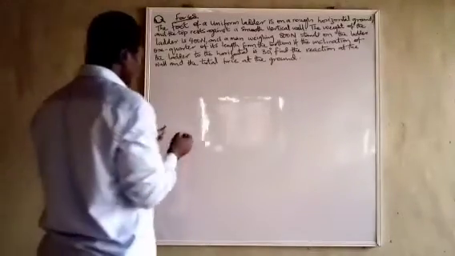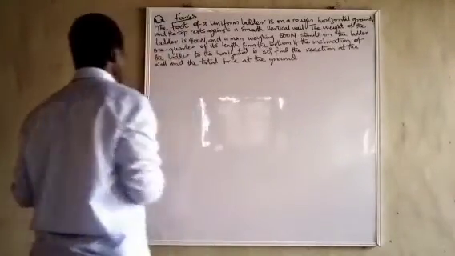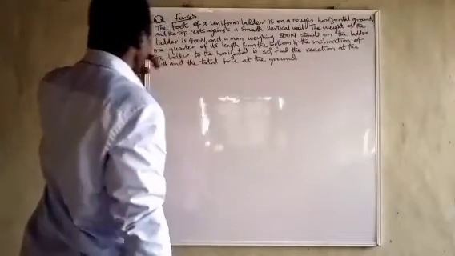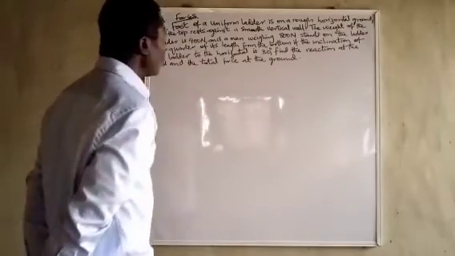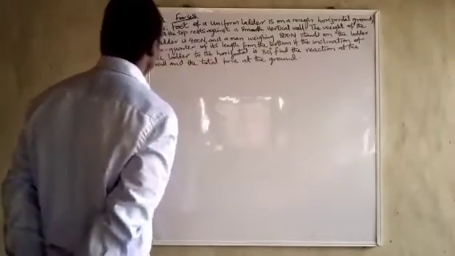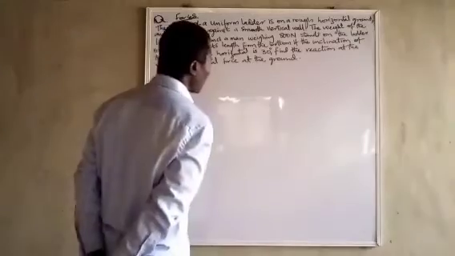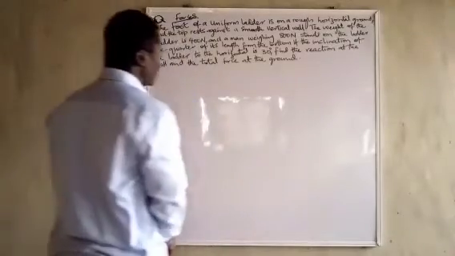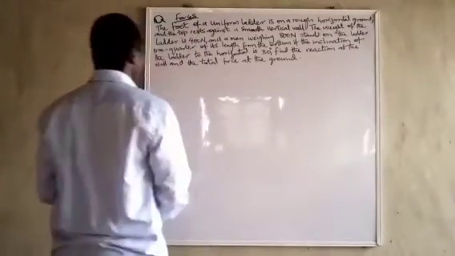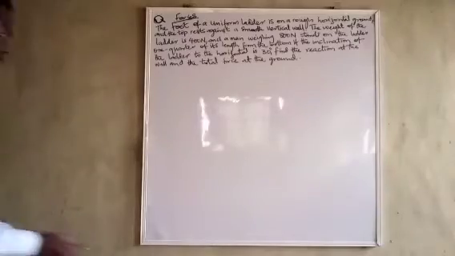The foot of a uniform ladder is on a rough horizontal ground, and the top rests against a smooth vertical wall. The weight of the ladder is 400 Newton, and the man weighing 800 Newton stands on the ladder, 1/4 of its length from the bottom. If the inclination of the ladder to the horizontal is 30 degrees, find the reaction at the wall and the total force at the ground.